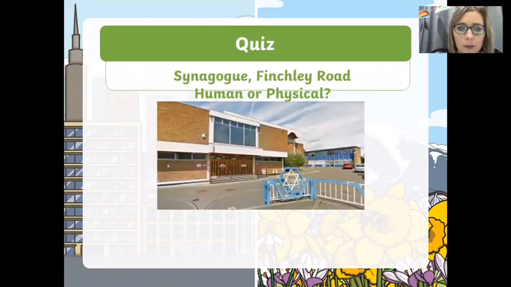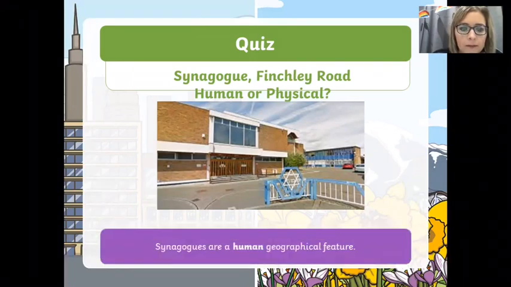Do you know what this building's called? There's a clue on that gate at the front there. This is a synagogue and it's in Finchley Road, not too far from the school, and sometimes we go and visit here. Would that be a human or physical feature? That's right, synagogues are a human geographical feature. They've been put there by humans.